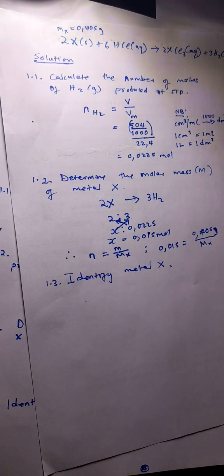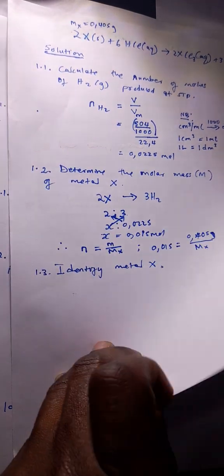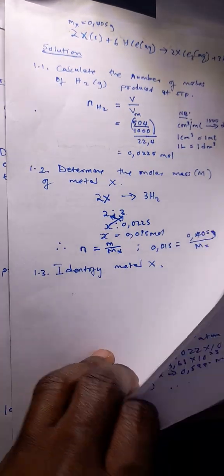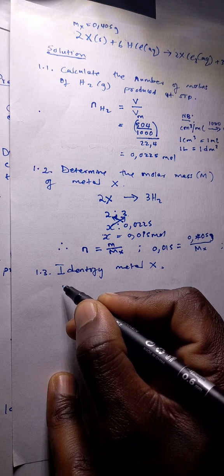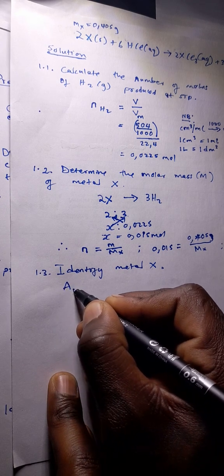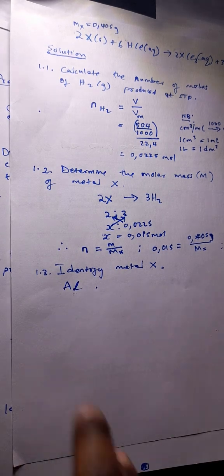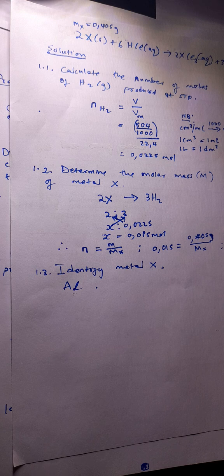Where's the periodic table? I don't know, but definitely you can check it wherever you are. Identify metal X. Metal X is Al, or aluminium.